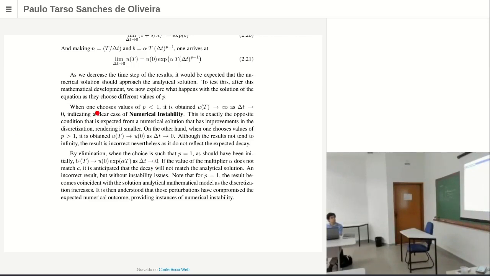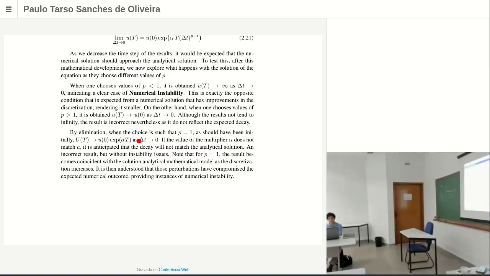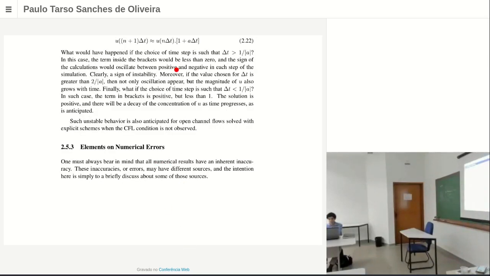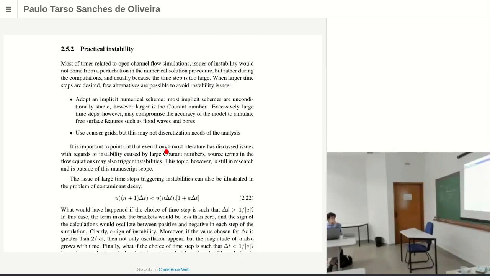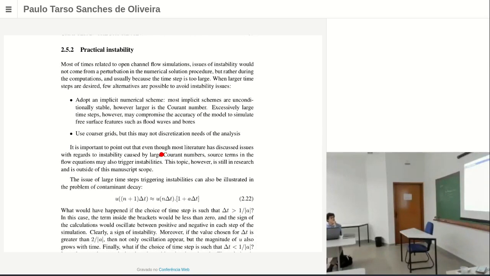So we call that type of analysis theoretical instability. But there is also a concept that we call practical instability. Most of the time, as we are seeing here in the case of open channel simulations, you have instability occurring from small perturbations. Your boundary condition has a small perturbation that could be naturally occurring, but that perturbation will grow until a point that it dominates the solution.